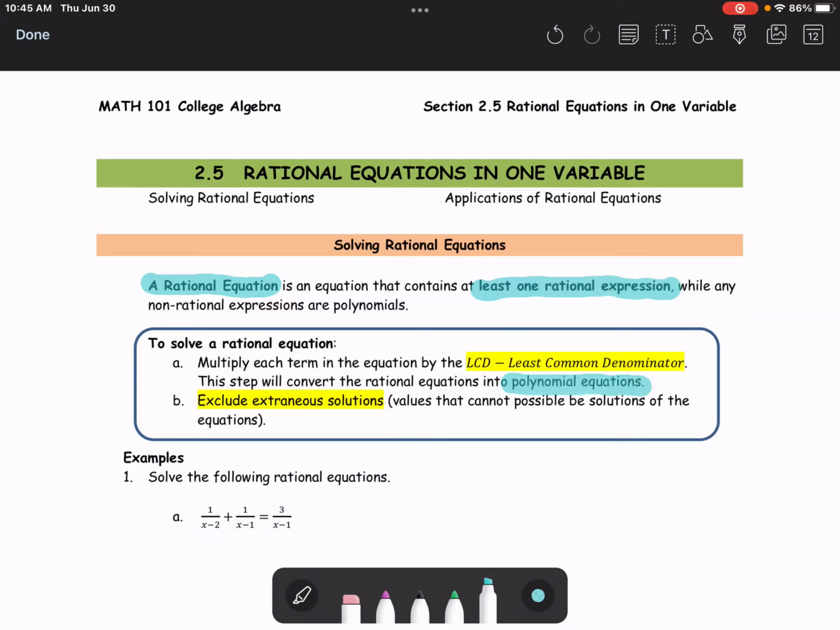And then the last step, we're going to exclude extraneous solutions, which are the values that cannot possibly be solutions of the equation. Another way to say it is the solutions that make the terms undefined, which basically come from the denominator equaling 0. Let's look at the examples.